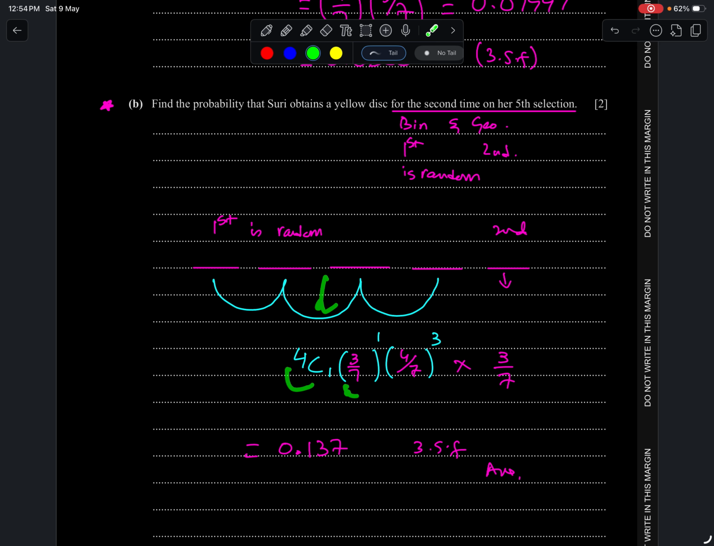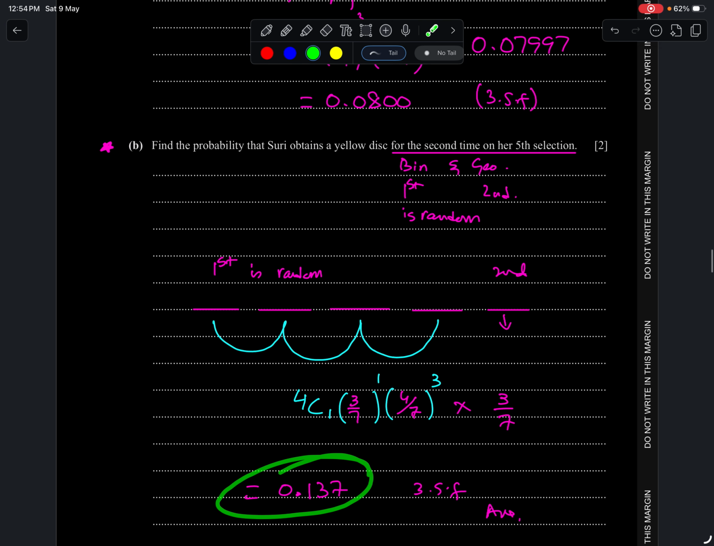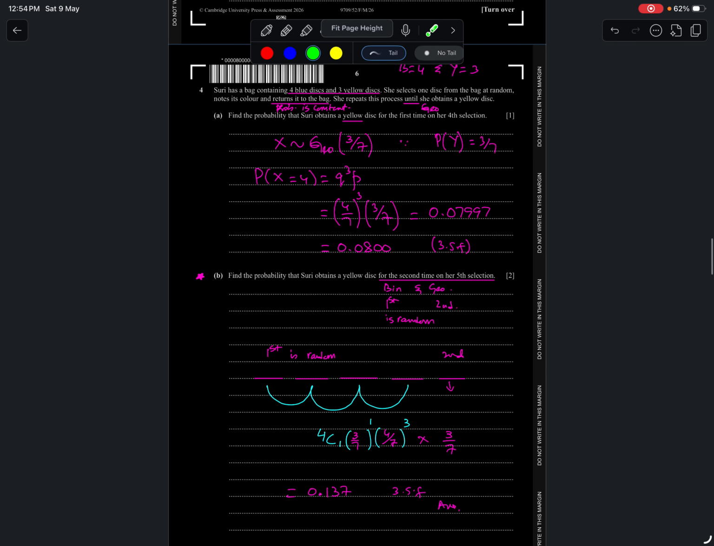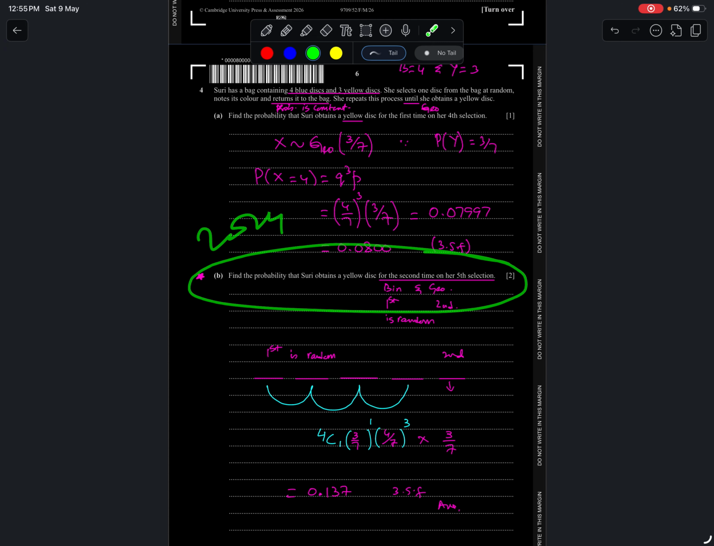4C1, 3 upon 7. 4C1, P power 1, Q power 3. This is here, and this is for the second disc, which is the 5th disc, and give your answer up to 3SF. Please check this solution, and you must be good at these types of questions, and you can find these types of questions in 2024 and 2023 worksheets.